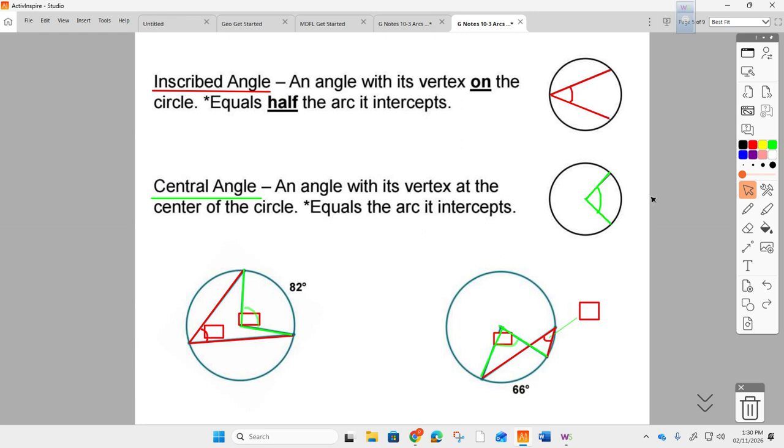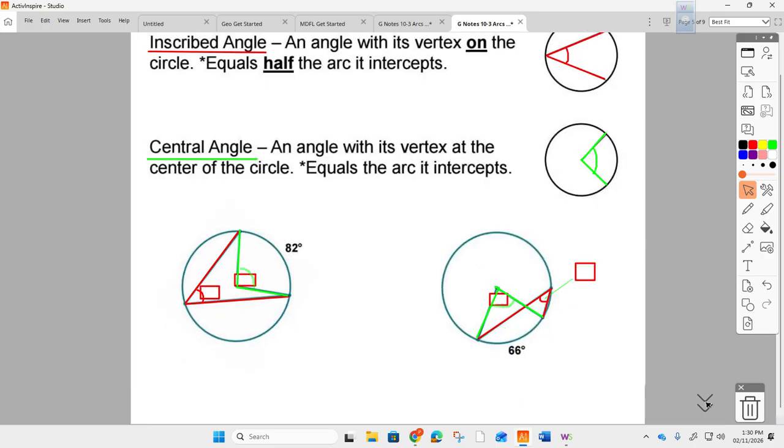The central angle, central and center. Central angle, its vertex is on the center point. This angle has the same measure as the arc that intercepts it, so the arc that it's across from. So in this example, this arc has a measure of 82. This arc intercepts a central angle and an inscribed angle, okay? Central angle equals the arc it intercepts. So this central angle is going to be 82 degrees.